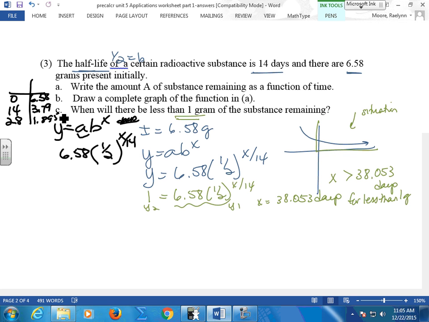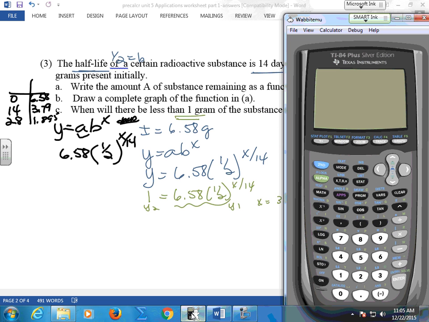Now, you want to get down to less than 1 gram. So we're just going to set it equal to 1 right now. And look how small your numbers are. So you might want to just start with a Zoom 6 and just redo your minimums right now. So I've got 6.58.